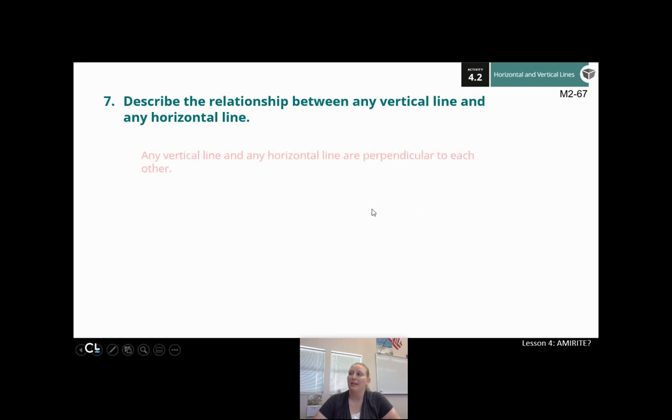I hope you realized, guys, any vertical line and any horizontal line are always going to be perpendicular to each other. That's just how this goes.